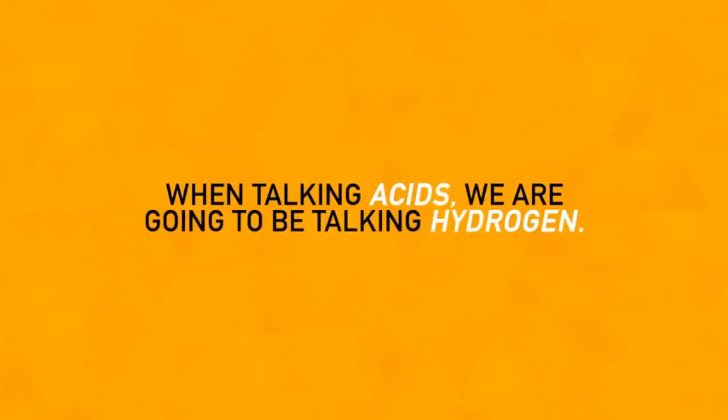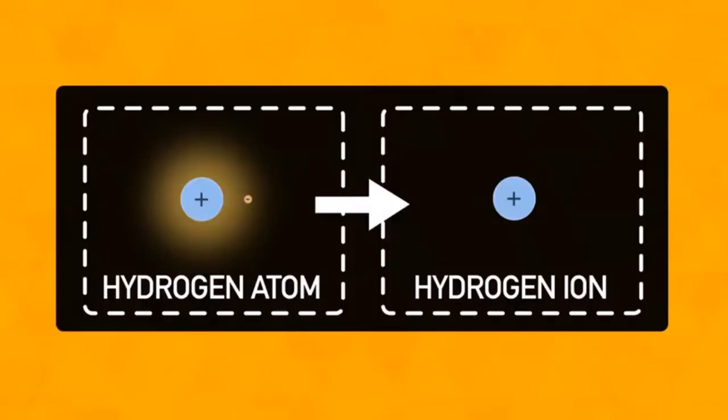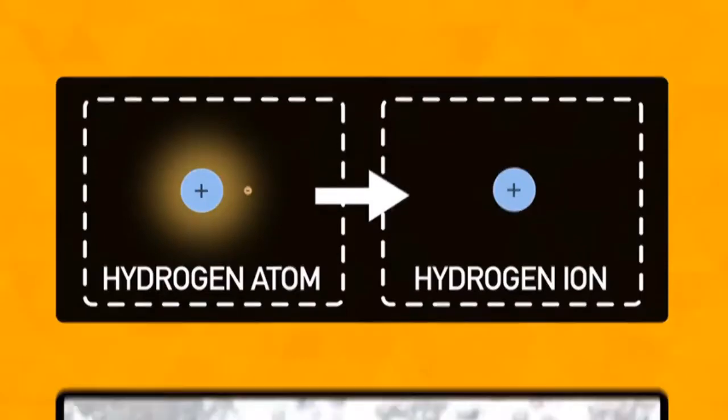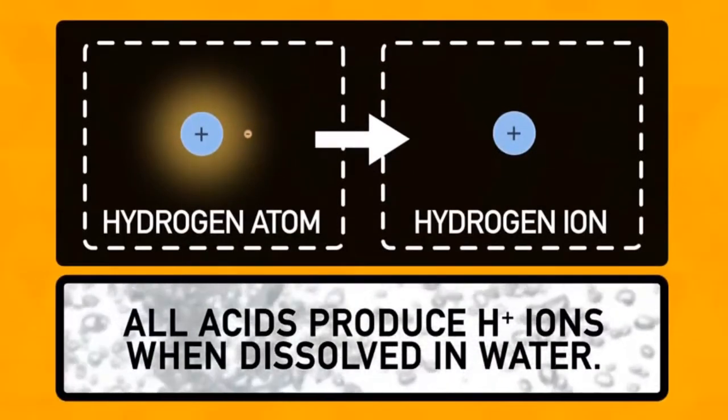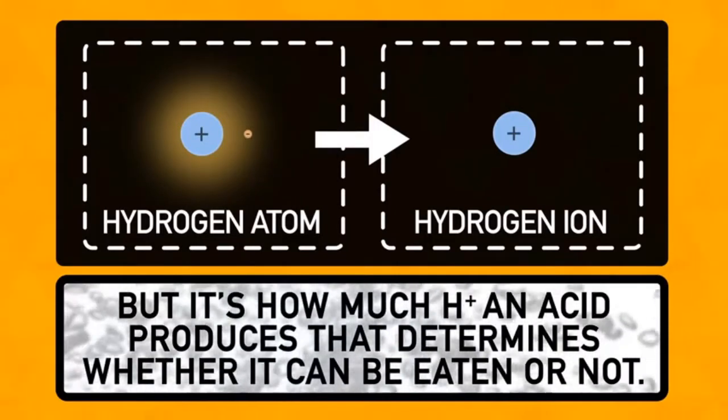When talking acids, we're going to be talking hydrogen. Not the gas, but rather the hydrogen ion H+. This is a hydrogen atom that has lost its one and only electron. All acids produce H+ ions when dissolved in water, but it's how much H+ a specific acid can produce in water that will determine whether it can be safely eaten or not.